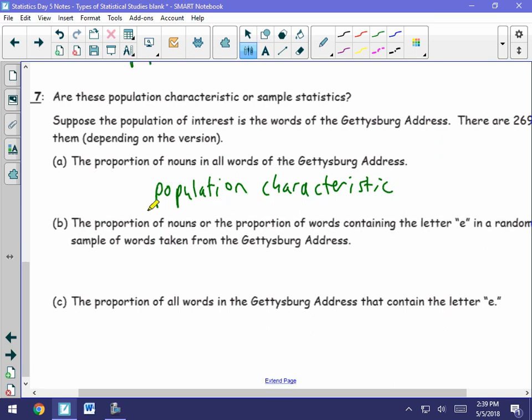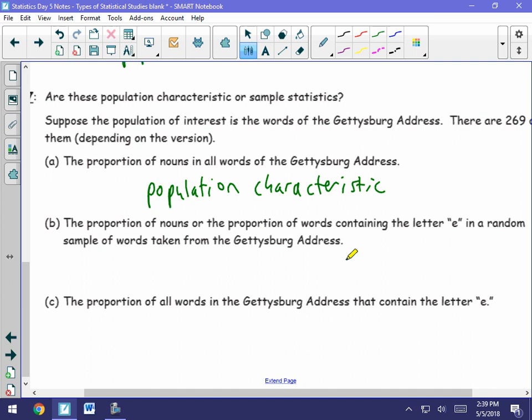But then in letter B, when it says the proportion of nouns or the proportion of words containing the letter E in a random sample of words taken from the Gettysburg Address. So now we're taking a sample from our population and getting some measurement out of that. That's then a sample statistic. Because we just took a sample and studied that.